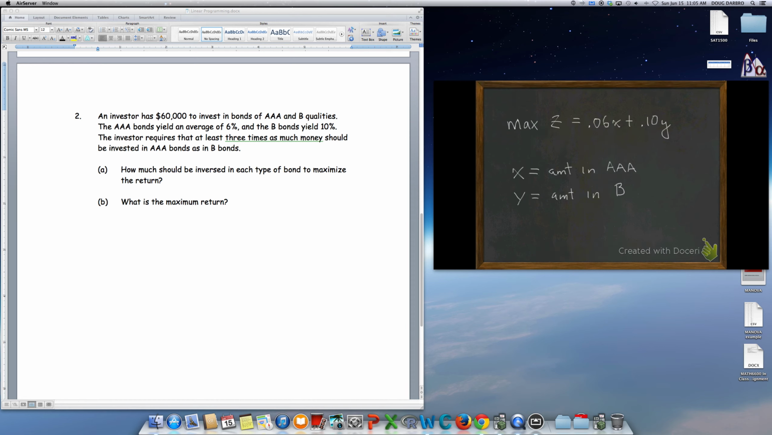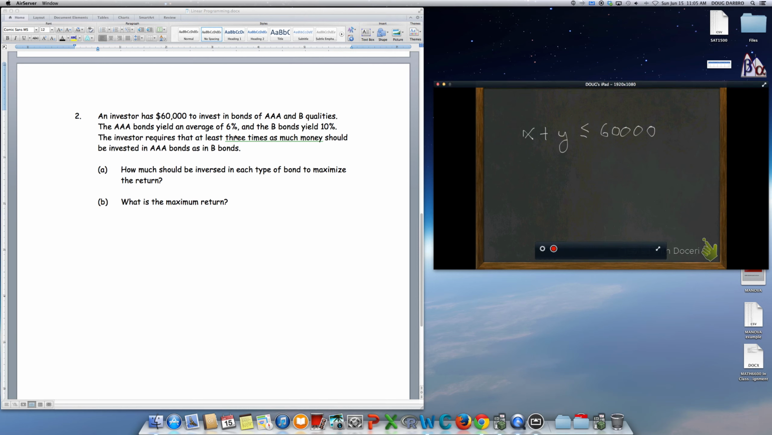So back to the z equal. This is our objective function, and we've got to come in and find some constraints, okay? So it's pretty clear again: a person has $60,000 to invest. Now, the most confusing part of this is this constraint right here. The investor requires that at least 3 times the money should be invested in X as in Y.